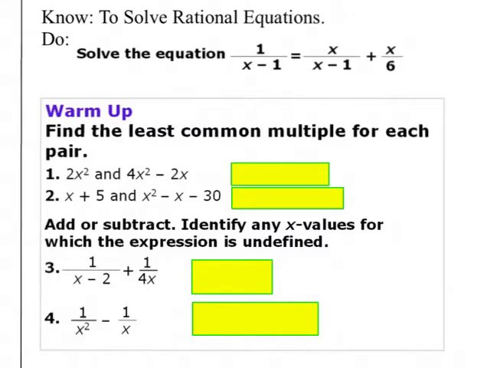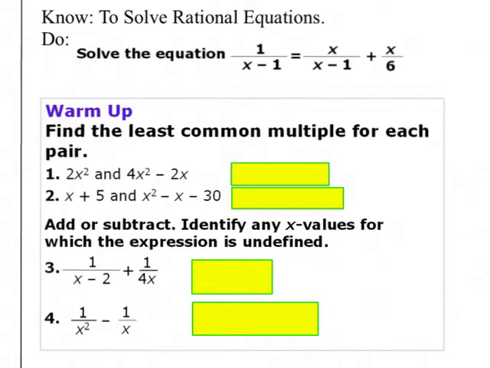Today we are going to learn to solve rational equations. We've done a little bit of this, but we're going to do a little bit more. So let's start out today by doing these warm-up questions. Go ahead and pause the video and work through these 4 warm-up questions.